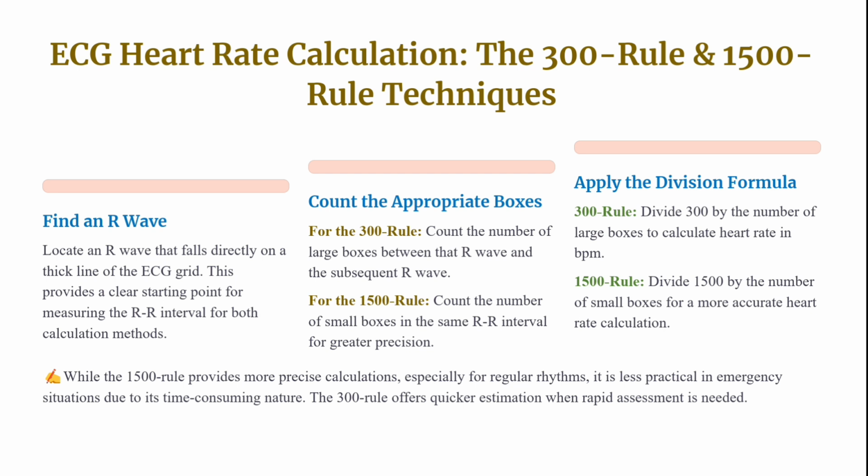In certain situations, such as pediatric ECGs, or cases where fine details need to be observed, the paper speed may be adjusted to 50 mm per second, which effectively stretches the waveforms. Recognizing these variations is crucial because failing to account for changes in paper speed can lead to incorrect calculations of heart rate and misinterpretation of rhythm abnormalities.